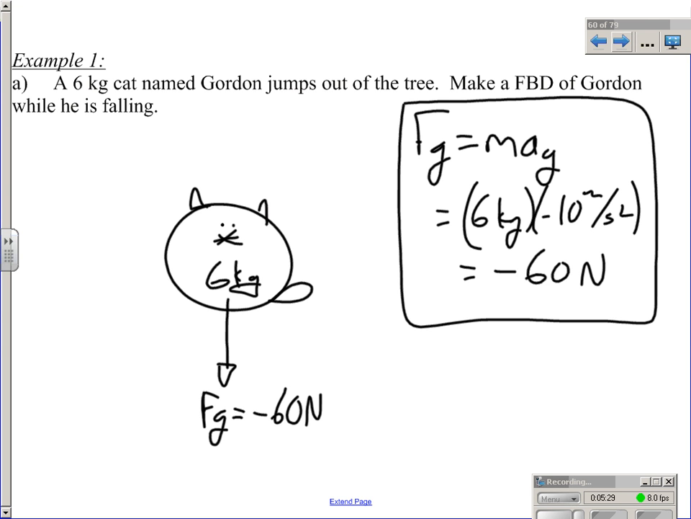So that was our step 1. Step 2 is identify any given forces. So it doesn't say anything about Roy pushing it. There's not any friction because he's not sliding, right? So I think that's it. That's our only force.